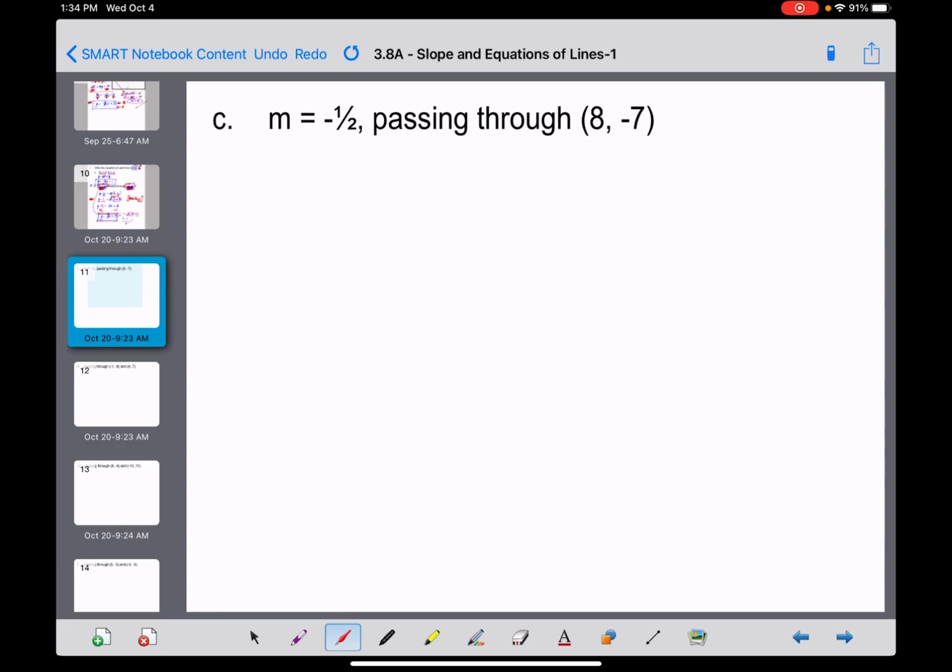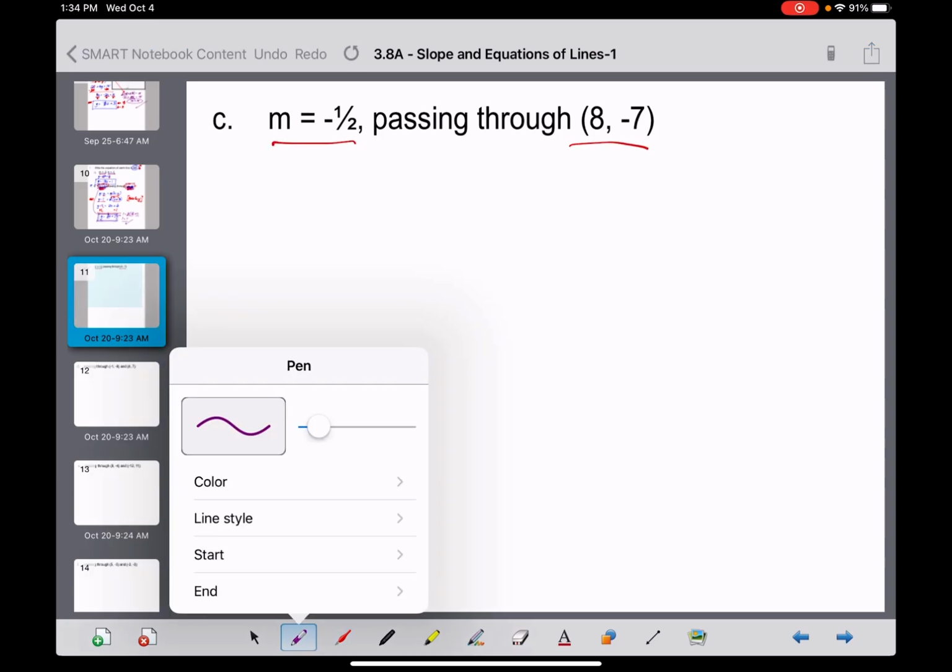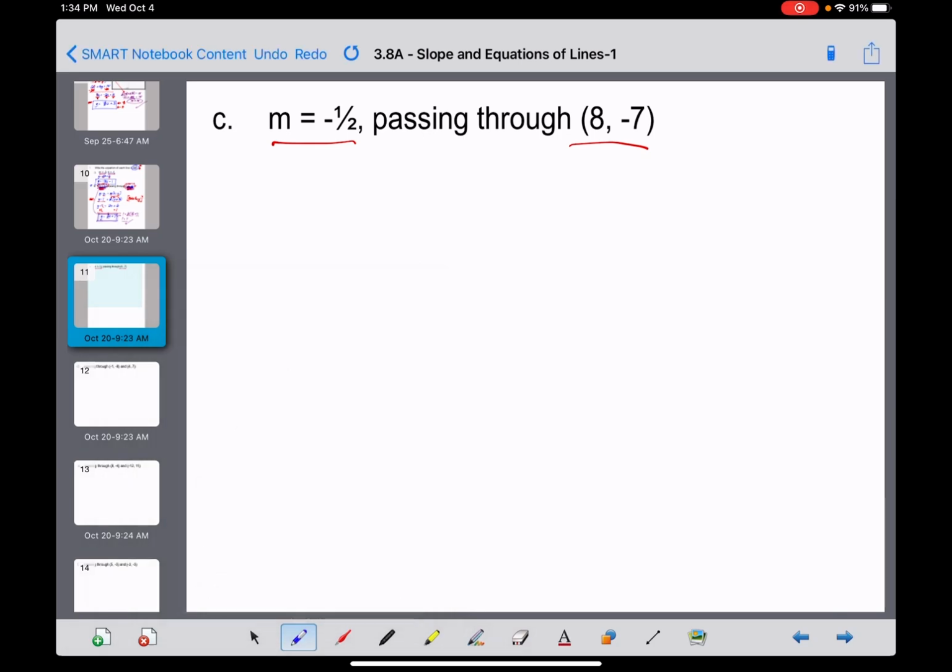You've been given the slope and a point, so we should be able to do example C the exact same way you just did example B. So I'd really recommend, if you're watching this video at home, that you hit pause, try this one on your own, and then come back and see if you got it right.